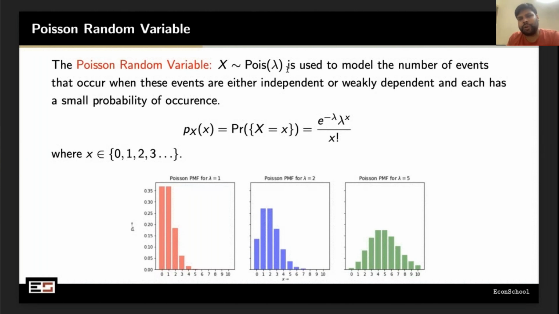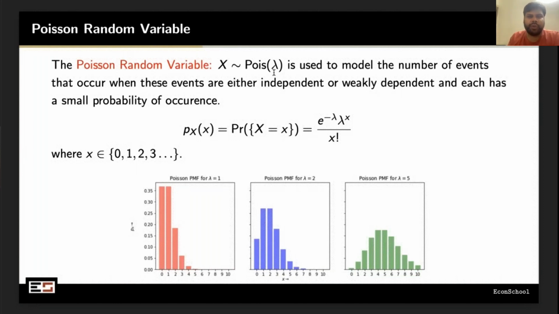We say that X is Poisson lambda if its PMF is given by this. Okay, the probability mass function is given by this, where lambda is a rate parameter. Okay, so what is this rate parameter? So basically it tells you the average number of successes, or basically the average number of times the event will occur.